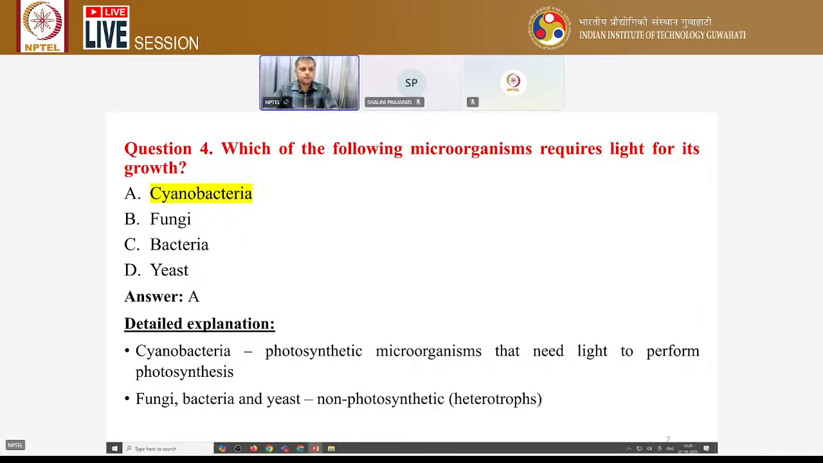Now question 4: which of the following microorganisms requires light for its growth? It's very obvious that cyanobacteria is a photosynthetic microorganism, so that will require light.